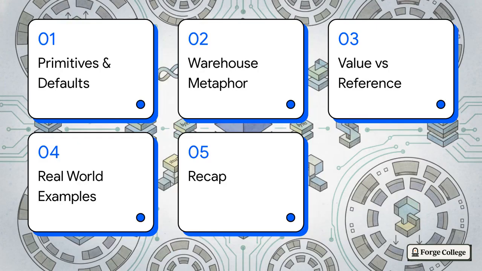Here's our blueprint for today's explainer. We'll start with core primitives and defaults, introduce what I call the warehouse metaphor, tackle value versus reference types, look at some real-world examples, and then finish up with a quick recap.